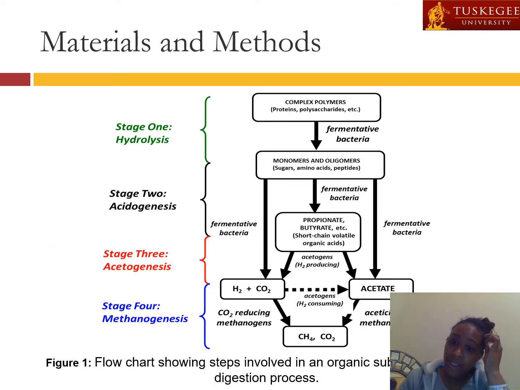And here is basically a stage showing hydrolysis, acidogenesis, acetogenesis, as well as methanogenesis. The flow chart shows you from the complex polymers, the monomers and oligomers, to the propionate and butyrates, and then it also tells you what was broken down, and that's to basically make the carbohydrate as well as the methane.